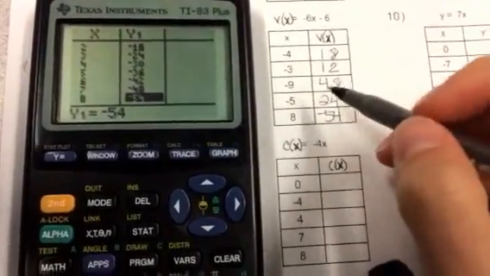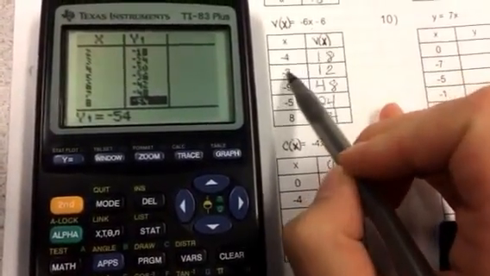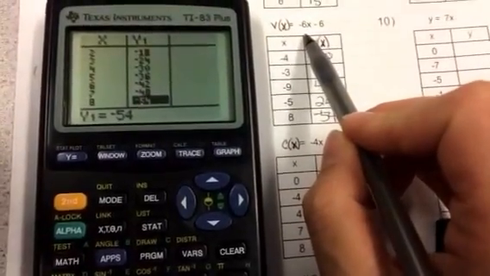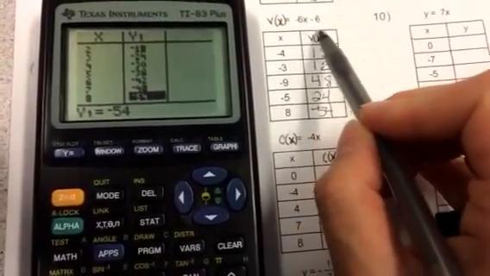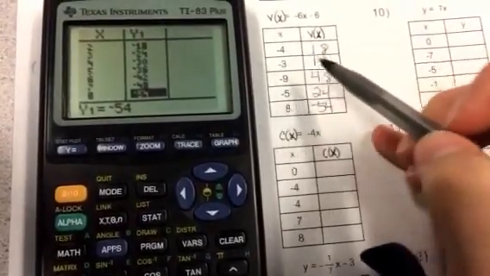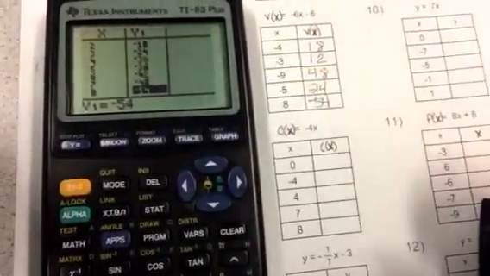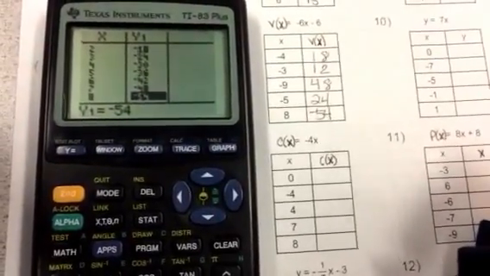And you could check any of these to see if they make sense. For example, negative 3. If I put in negative 3 times negative 6, I know is positive 18, minus 6 is 12. So it's just helping us by giving us all of the values for this function at once for every inputted integer. And that saves us a little bit of time.